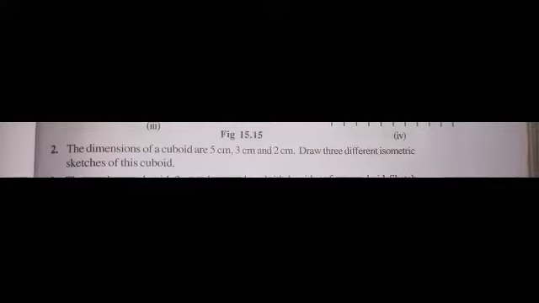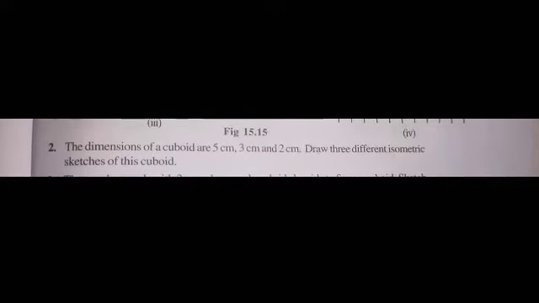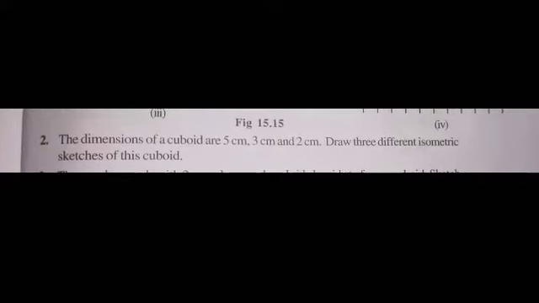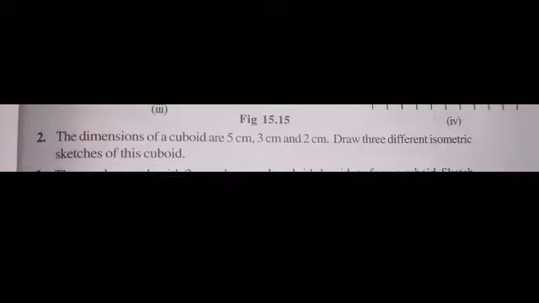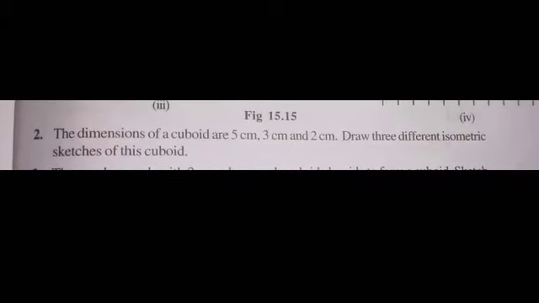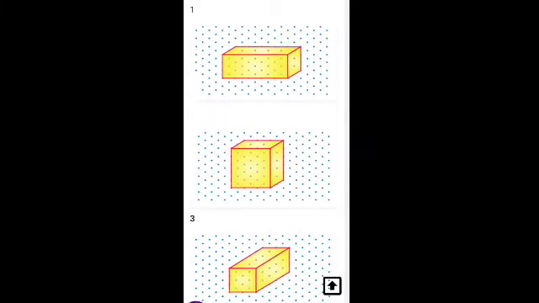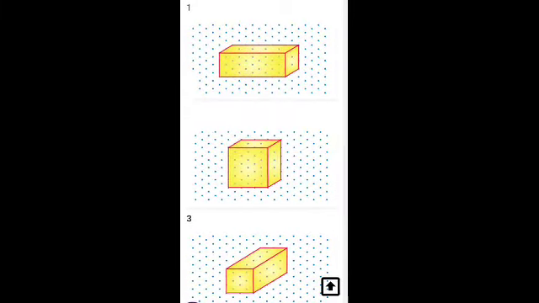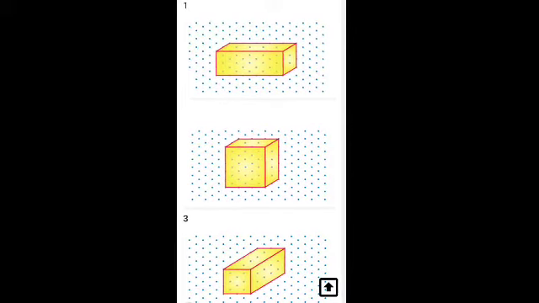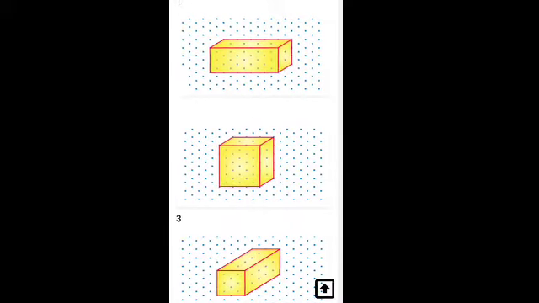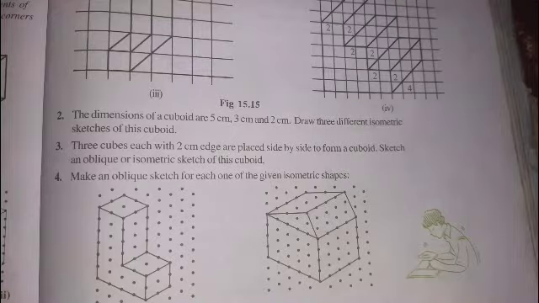Now let us see question number 2. The dimensions of a cuboid are 5 cm, 3 cm and 2 cm. Draw 3 different isometric sketches of these cuboids. Let us see how to draw such a cuboid. This is how we can easily construct 3 different isometric sketches with the help of the given lengths of 3 dimensions. Now let us see the third question.